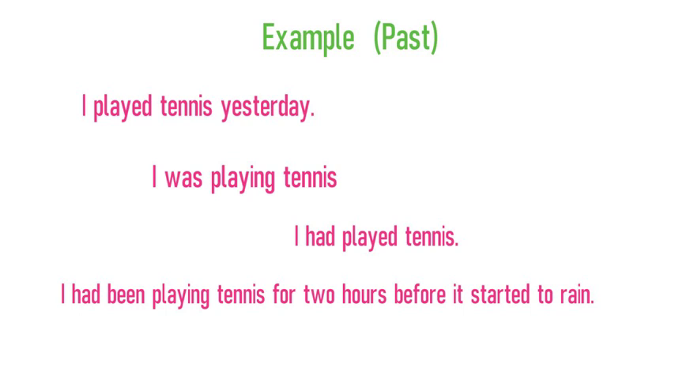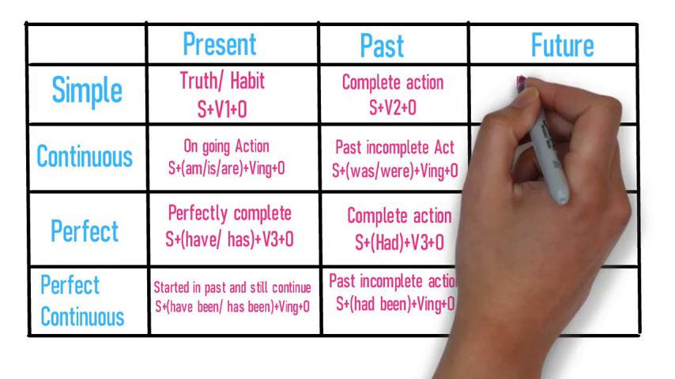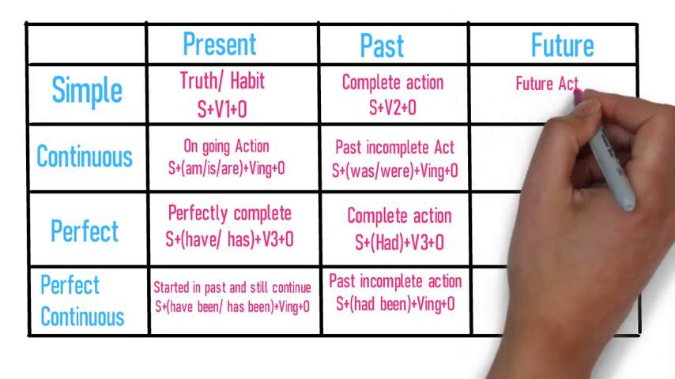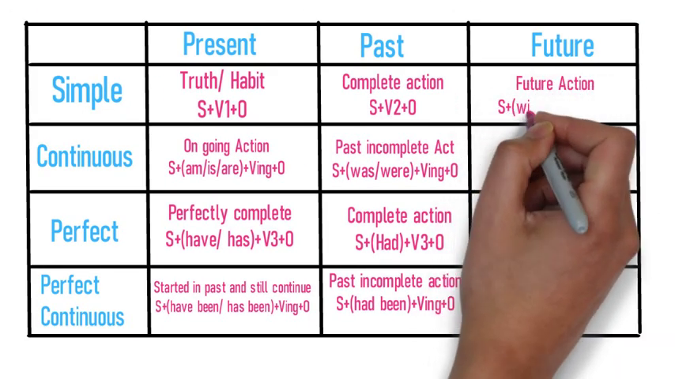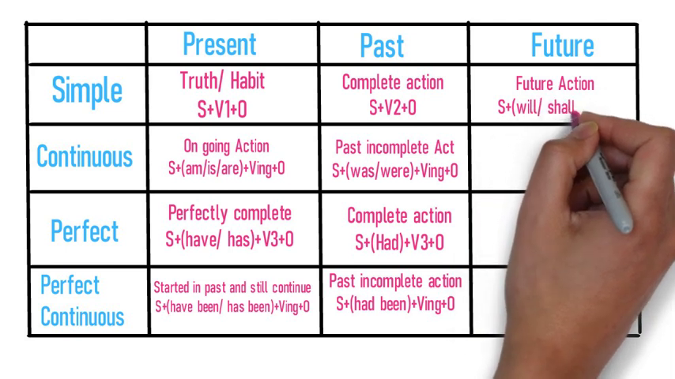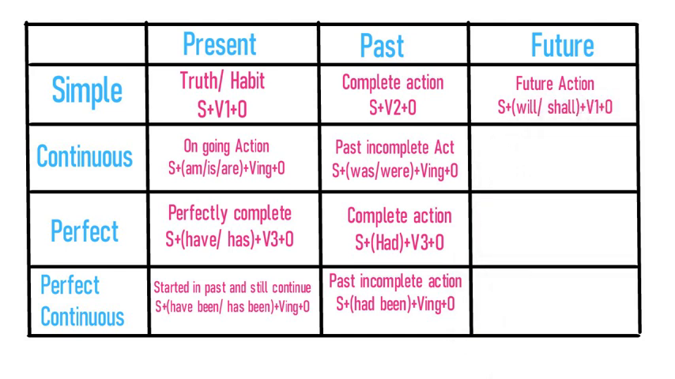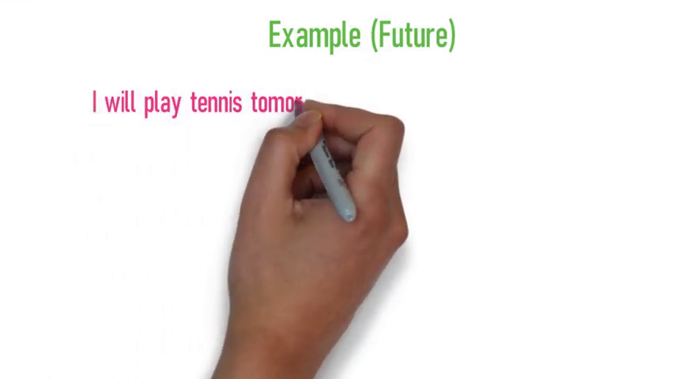Now let's talk about the future tenses. The first one is the simple future tense, that is a future action. The structure of simple future tense is subject plus will, shall plus first form of verb plus object. For example, I will play tennis tomorrow.